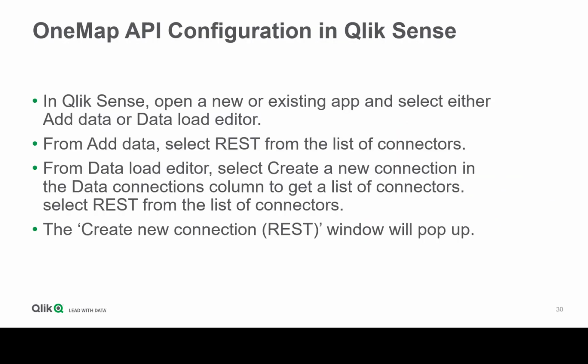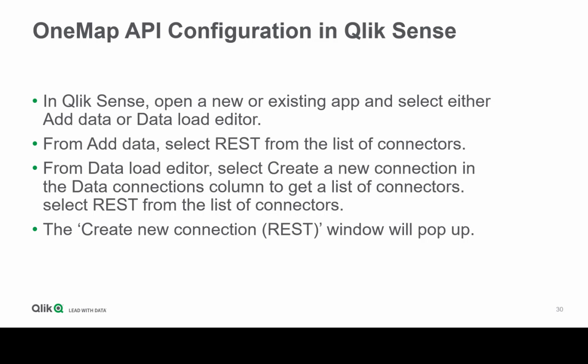Now let's take a look at how to configure the OneMap API in Qlik Sense. Open a new or existing app in Qlik Sense and select either Add Data or Data Load Editor. From Add Data, select REST from the list of connectors. From Data Load Editor, select Create new connection in the Data Connection column to get a list of connectors. Select REST from the list of connectors.